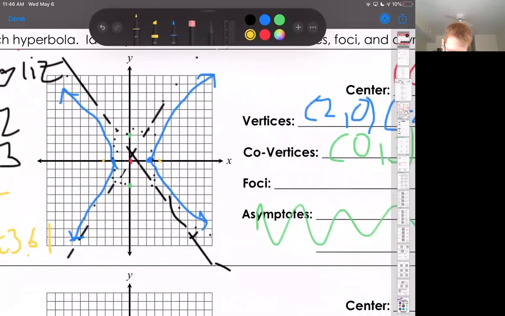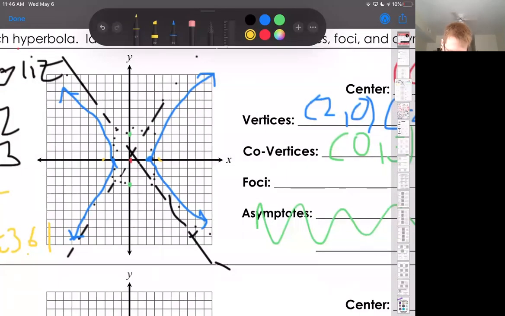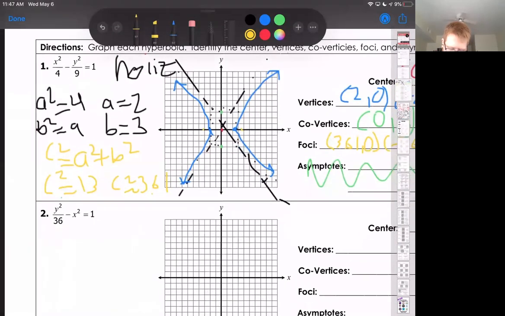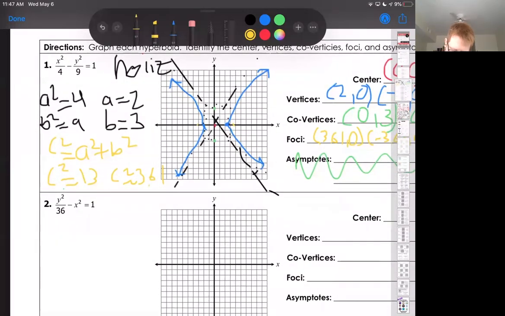It's always going to be inside your hyperbola, if that makes sense. It should be kind of contained within those branches. So our focus points would be 3.61, 0 and negative 3.61, 0. Okay, so that's our first example of a horizontal. Let's look at another one.